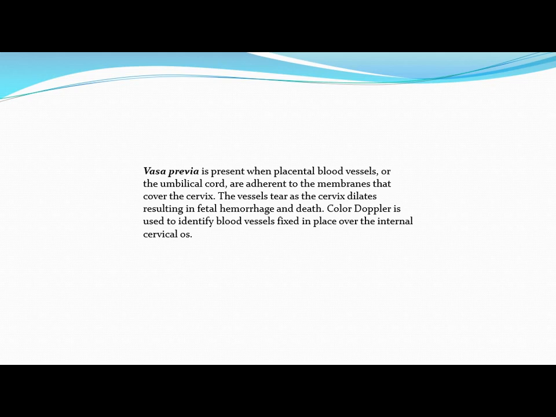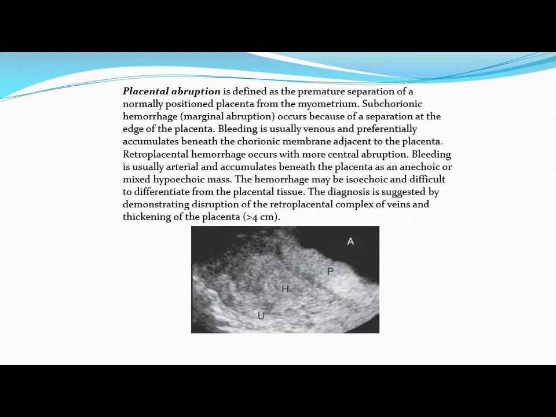Vasa previa is present when placental blood vessels or the umbilical cord are adherent to membranes that cover the cervix. The vessels tear as the cervix dilates, resulting in fetal hemorrhage and death. Color Doppler is used to identify blood vessels fixed in place over the internal cervical os.